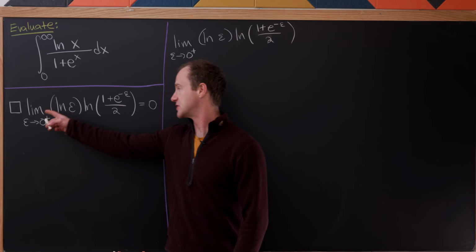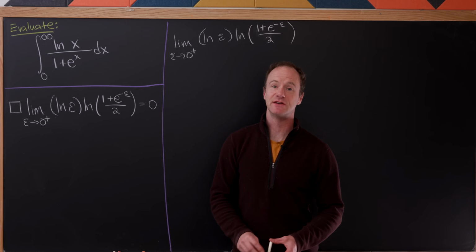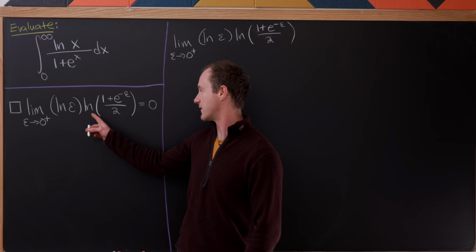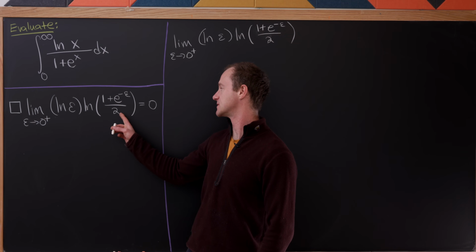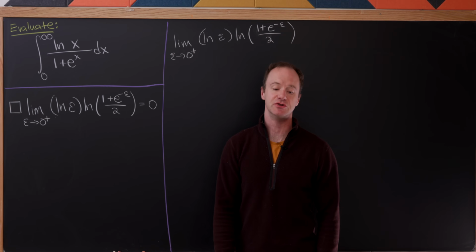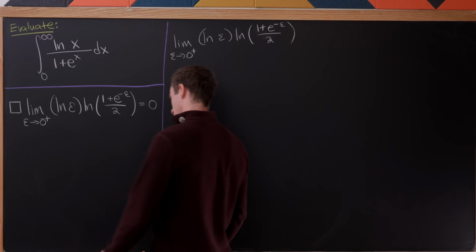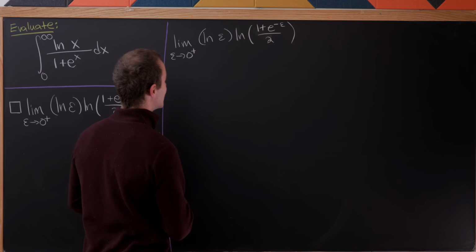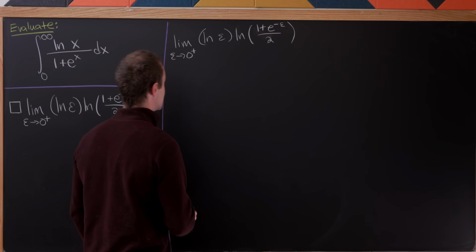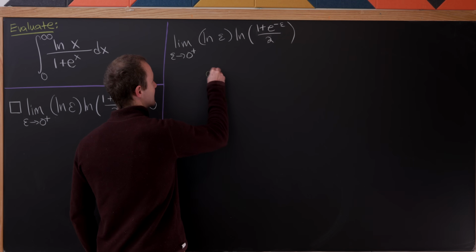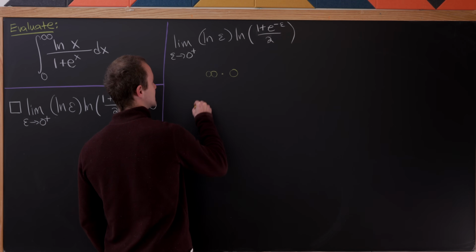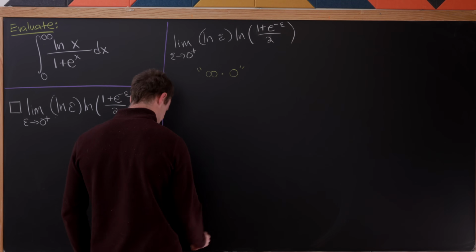So we'll start by showing that the limit as epsilon goes to 0 from above of the natural log of epsilon times the natural log of (1 plus e to the minus epsilon) all over 2 is equal to 0. Okay, so let's notice over here that this is an indeterminate form, and it's an indeterminate form of type infinity times 0. And why is that?